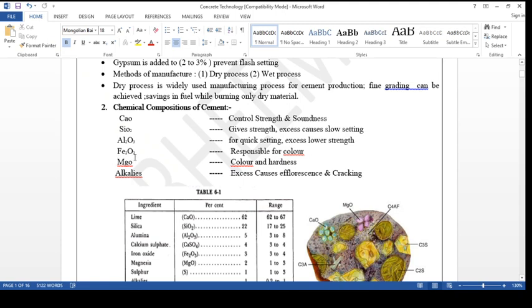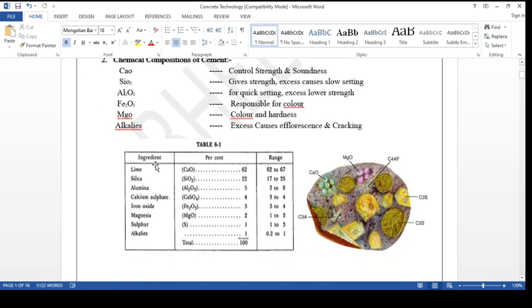And Fe2O3 means iron oxide. It is responsible for the color. MgO, magnesium oxide, is also used for color and hardness. Alkalies in excess cause efflorescence and cracking. And here you see how much percentage you can add.